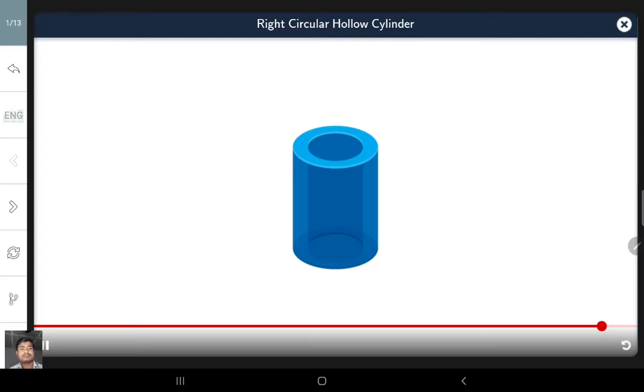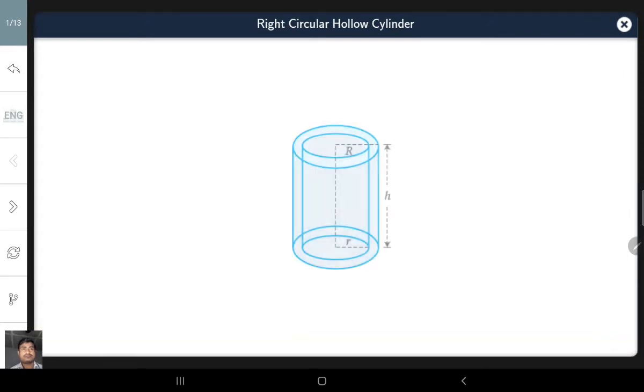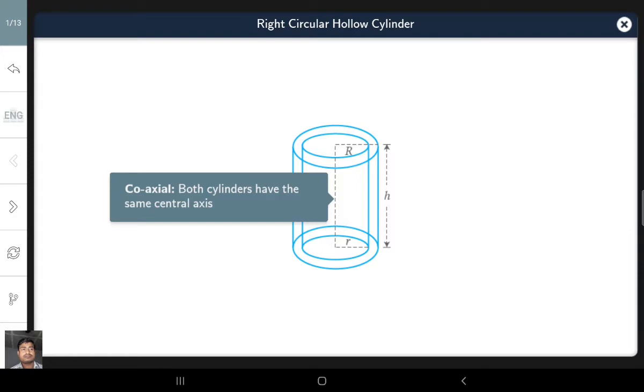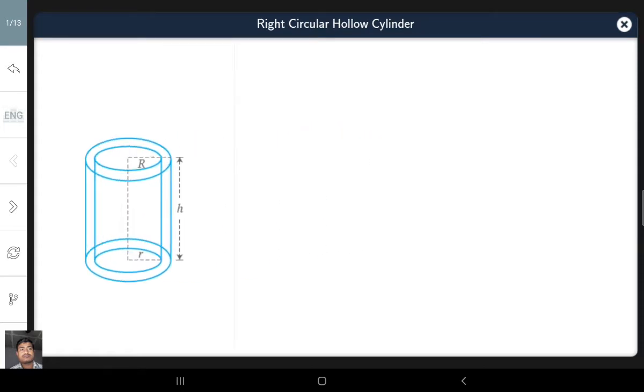The three-dimensional figure made of 2 coaxial right circular cylinders of equal height but different radii is known as a right circular hollow cylinder. Let us consider a hollow cylinder with external radius R, internal radius r, and height h. The area of the base at each end can be calculated as pi (R square minus r square).